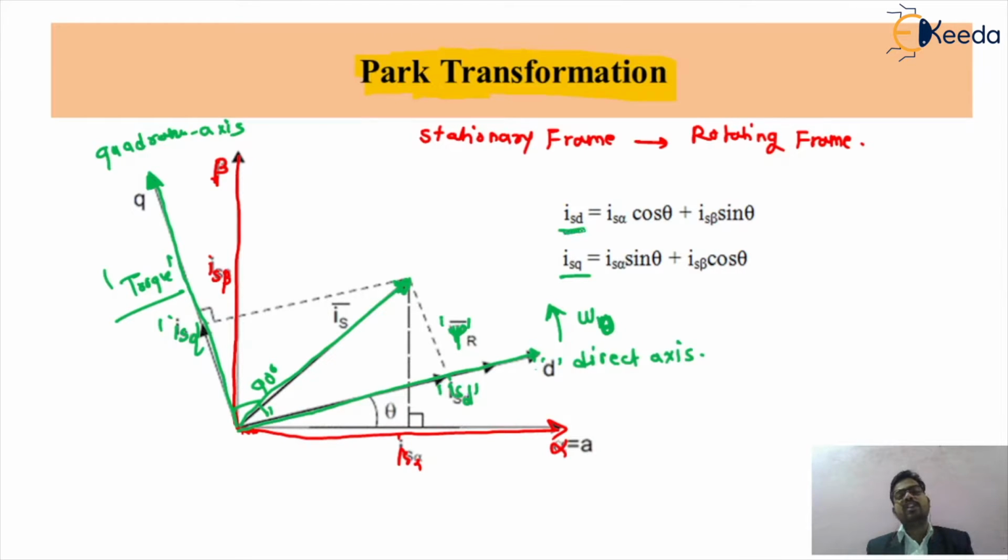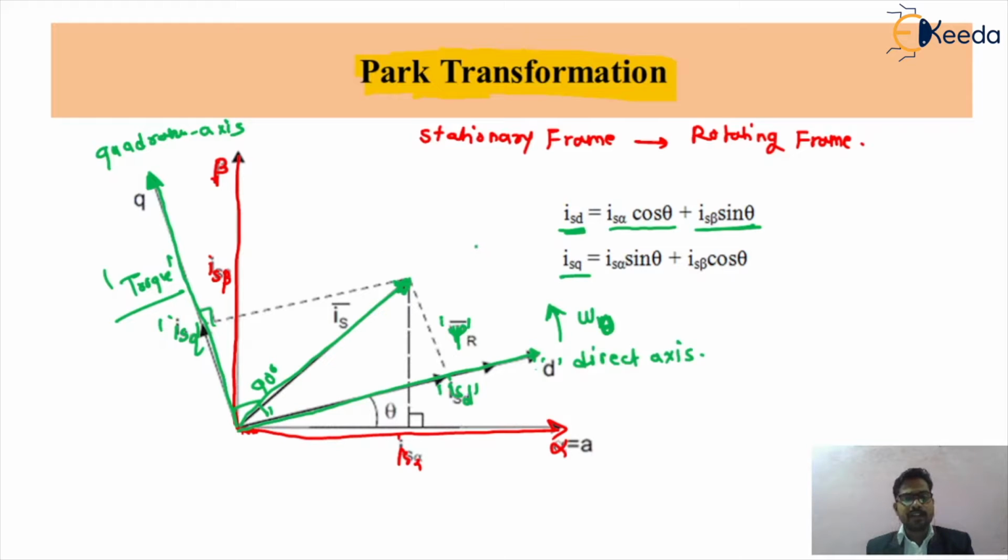So if you want to get the value of ISD, what do you mean by the ISD? It is the current flowing through the stator winding with respect to the d-axis component. So it will give you IS alpha cos theta plus IS beta sin theta. We are getting this term by means of a simple mathematical model, or these quantities are getting from the phasor diagram. So ISD is equal to IS alpha cos theta plus IS beta sin theta.